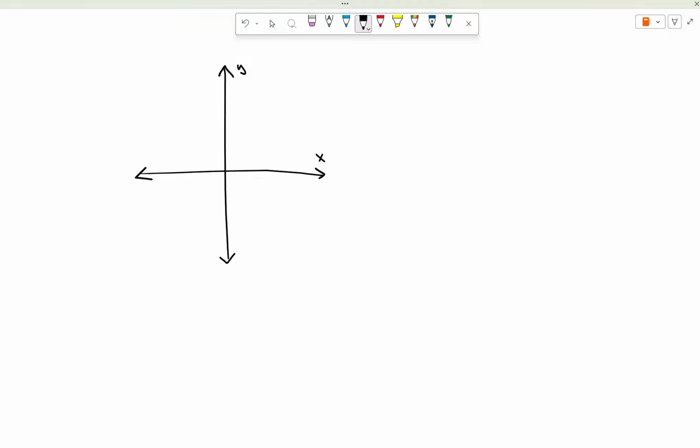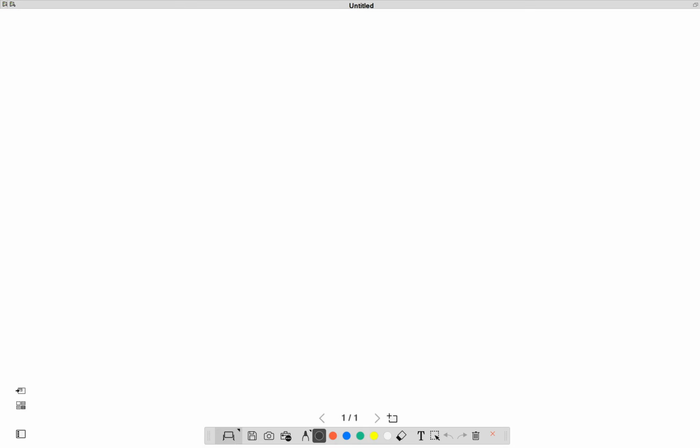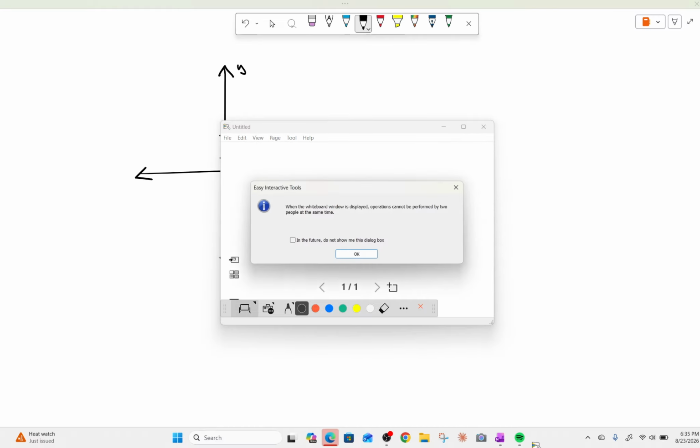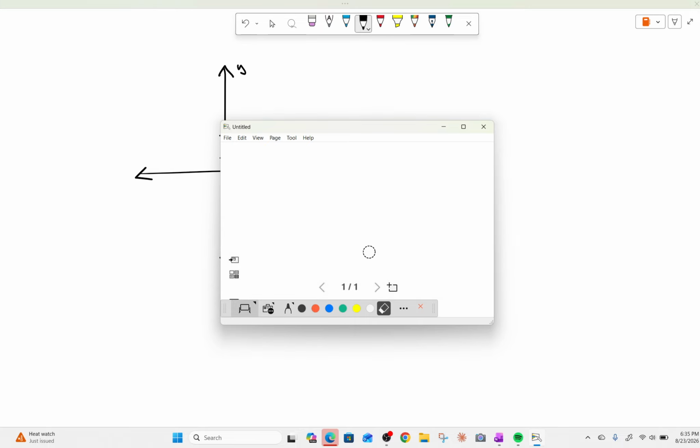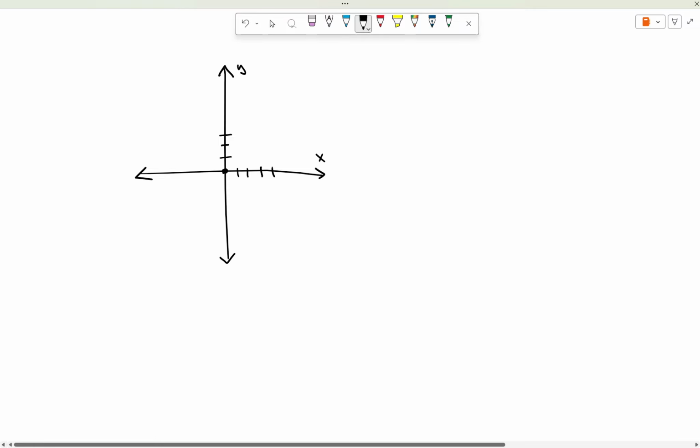So what we're going to do here is plot 3 coordinates on the coordinate plane. Oops. Oh, what happened there? Goodness gracious, I'm snipping stuff. There we go. Okay. Back to what I was doing. All right. That was weird.